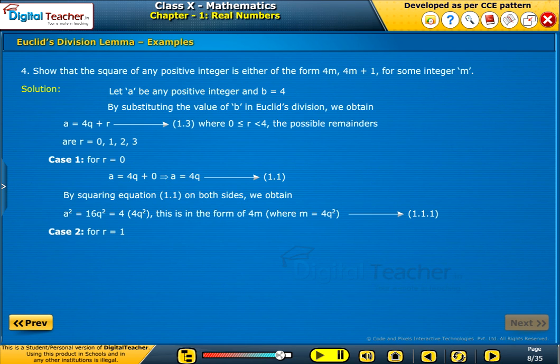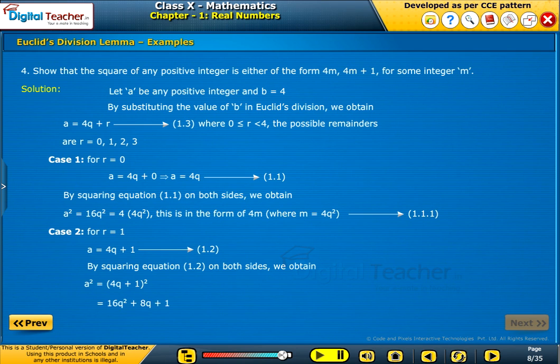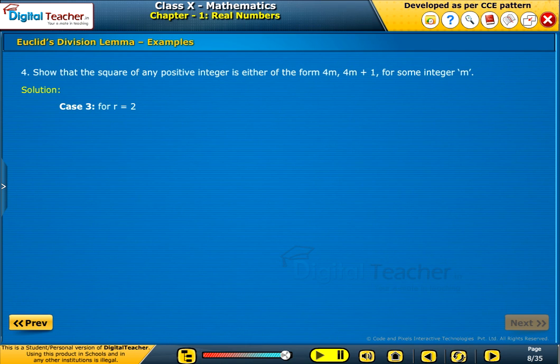Case 2 for r equal to 1. A is equal to 4q plus 1. By squaring equation 1.2 on both sides, we obtain a square is equal to 4q plus 1 whole square, which is equal to 16q square plus 8q plus 1, which is in turn equal to 4 into 4q square plus 2q, plus 1. This is in the form of 4m plus 1, where m is equal to 4q square plus 2q. Case 3. For r equal to 2, a is equal to 4q plus 2.